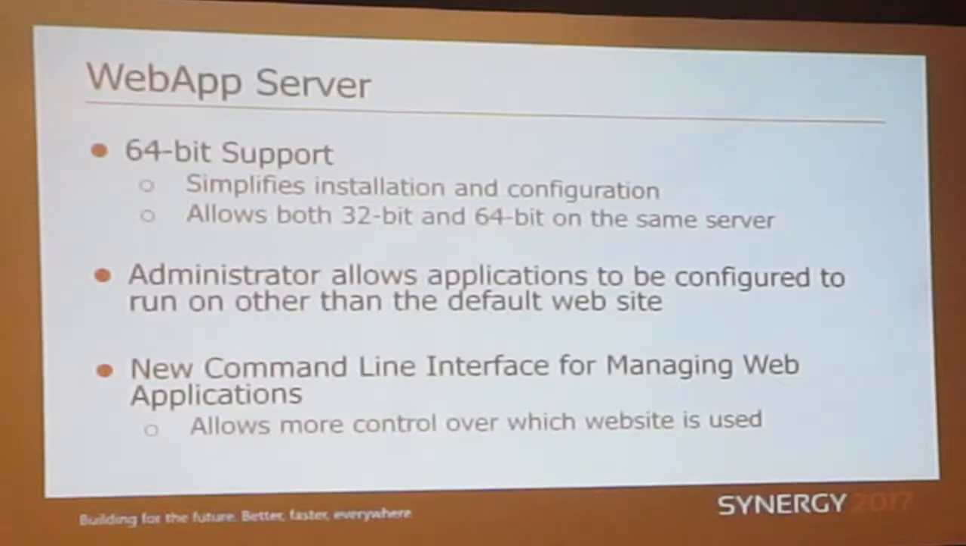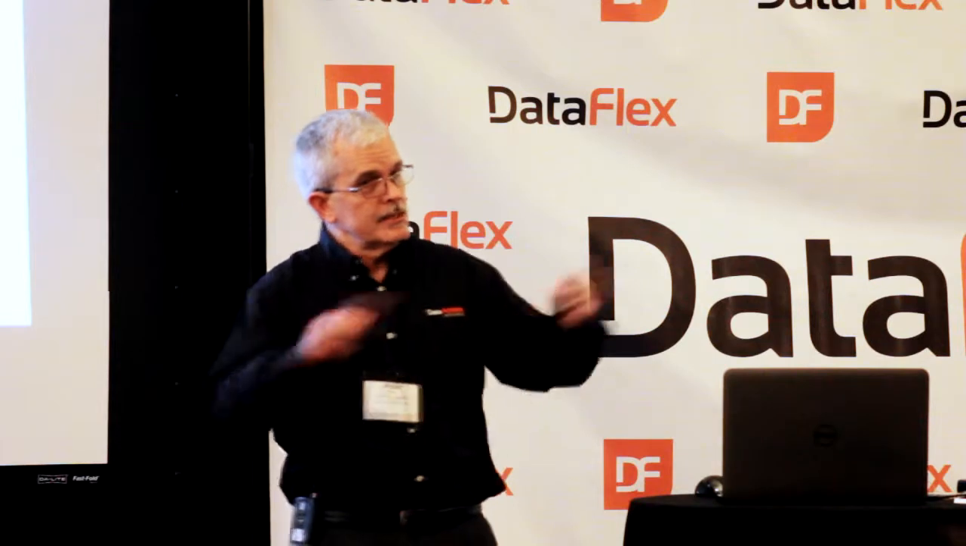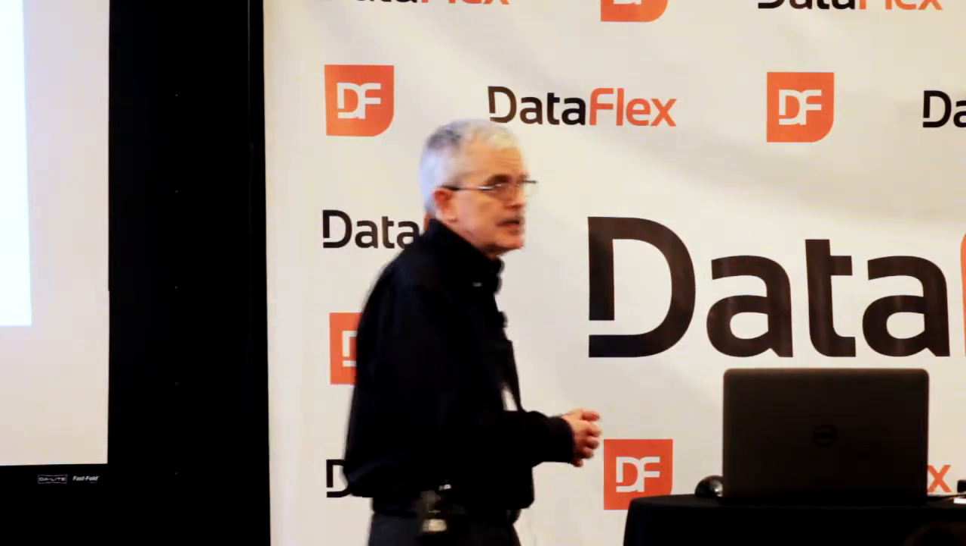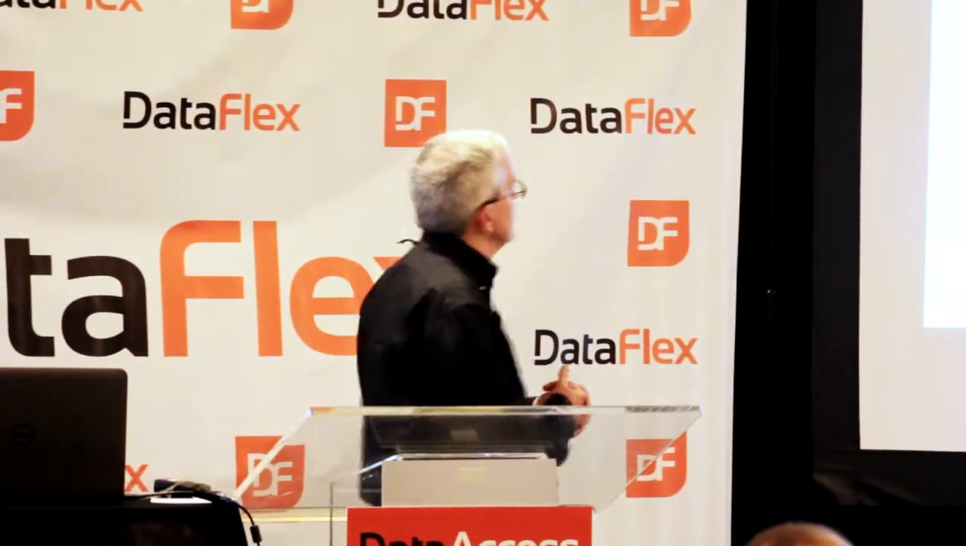So what's happening in web app server in 19.0? First of all, we talked about 64-bit support. It simplifies the installation and configuration, and allows both 32 and 64-bit on the same server. So if you have older versions of DataFlex and newer versions of DataFlex, you can have them installed on the same machine, and you can have your prior to 19.0 web apps that still need their 32-bitness, and then you can have your 19.0 and higher that probably only need the 64-bit side of the server.